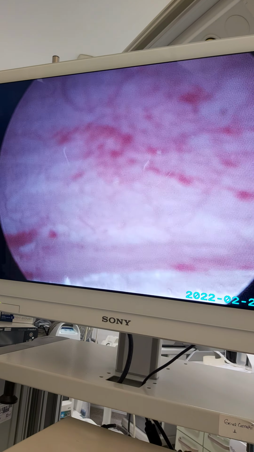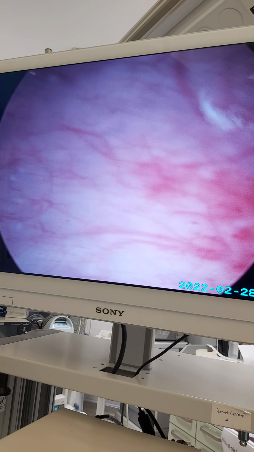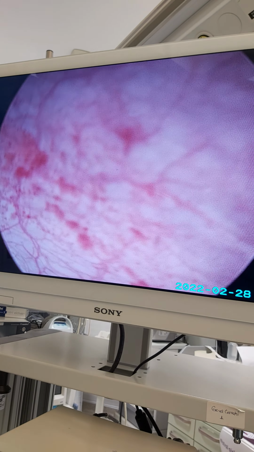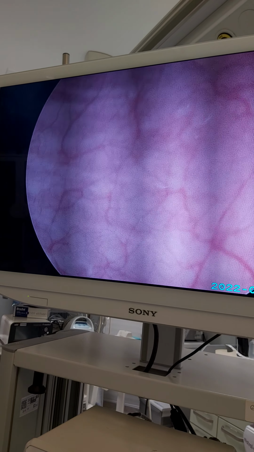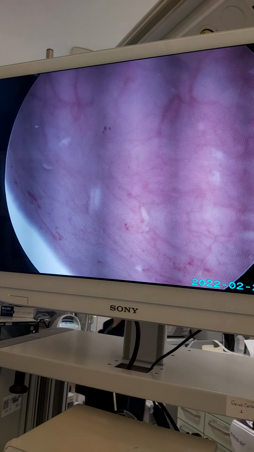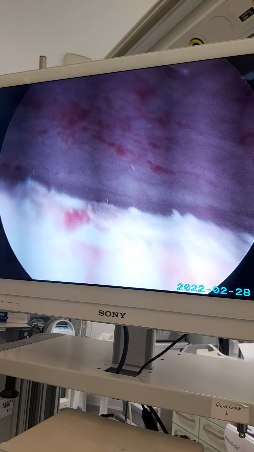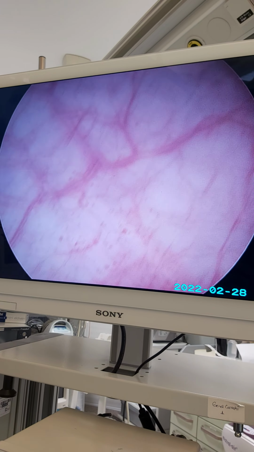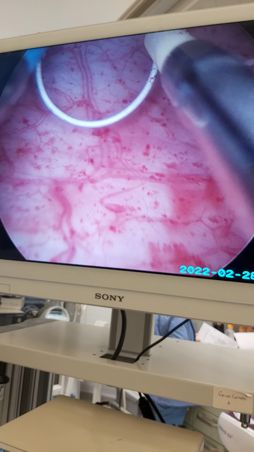Okay, this fulguration, she had a fulguration, but it was not enough. We completed this. And this part of the bladder is very important because this part comes into contact with the trigone when the bladder is empty. So when you look from a distance, you can see these parts are healthy, these parts are healthy, but just in the middle, this part which comes into contact with the trigone when the bladder is emptied, has some inflammation here. We will also fulgurate these parts.